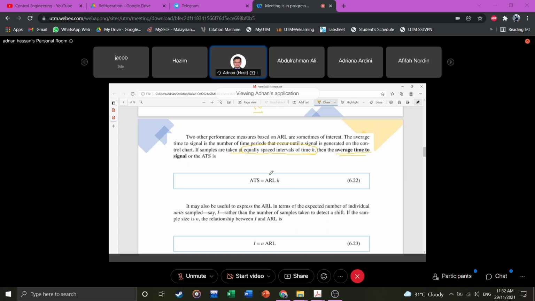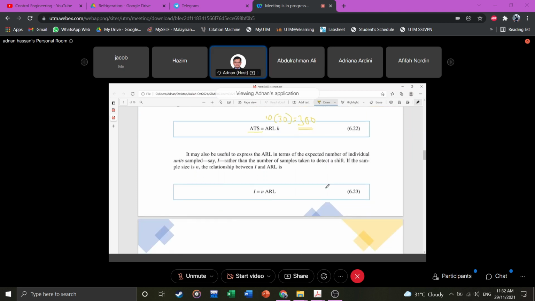Let's say your ARL is 10. Ten multiplied by every half an hour you take a sample, 30 minutes, so it means that the average time to signal will be 300 minutes. Every 300 minutes, you can expect that the signal of unstable will be triggered. So this is when we express in terms of time.